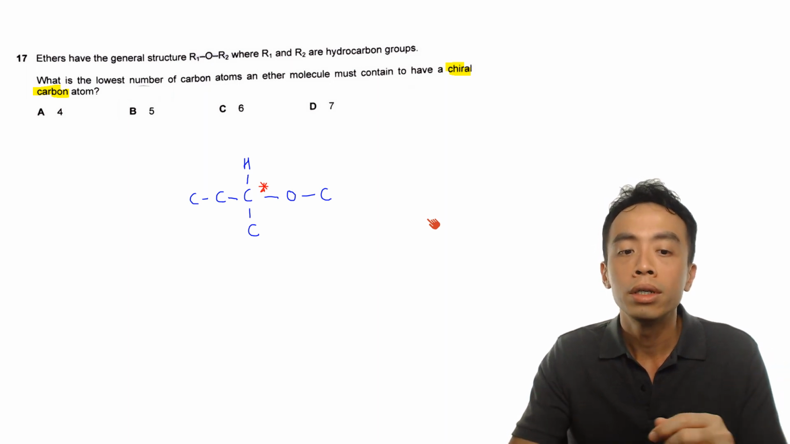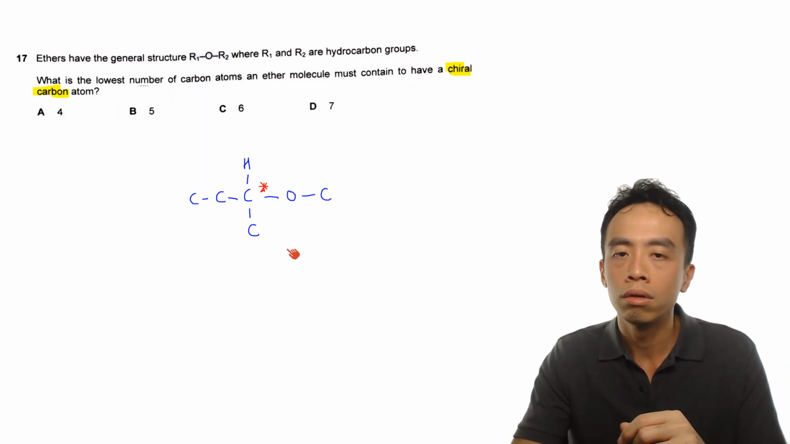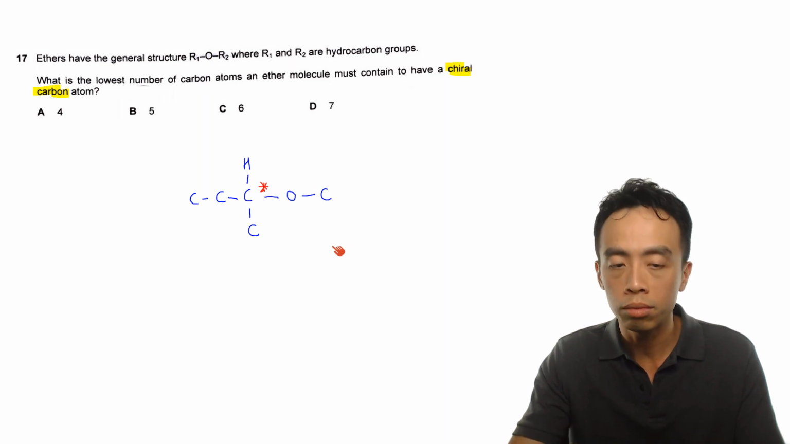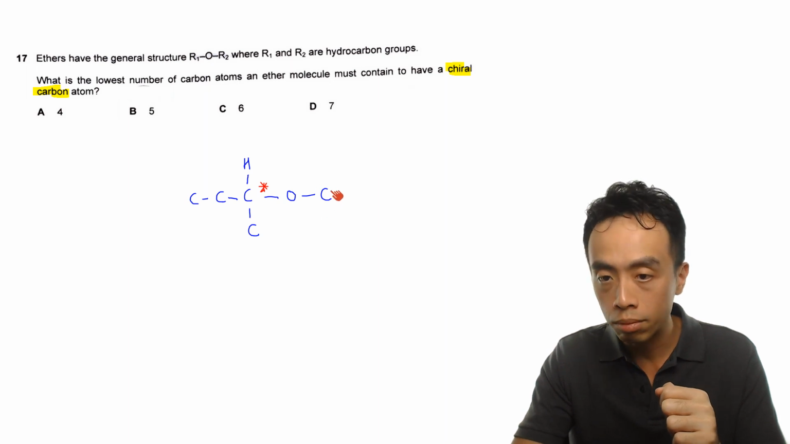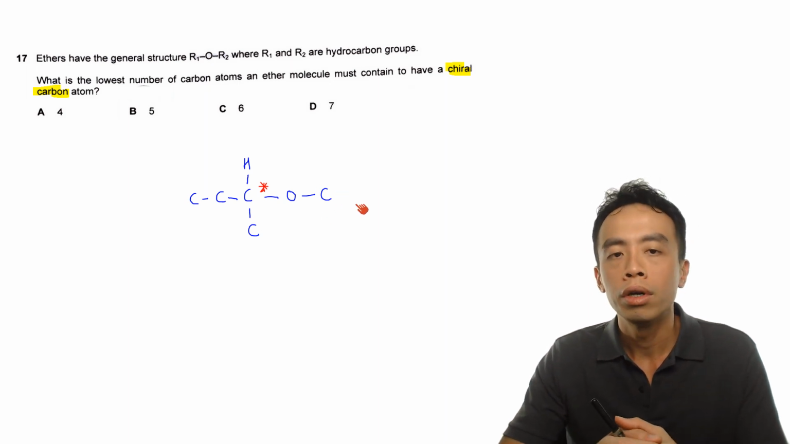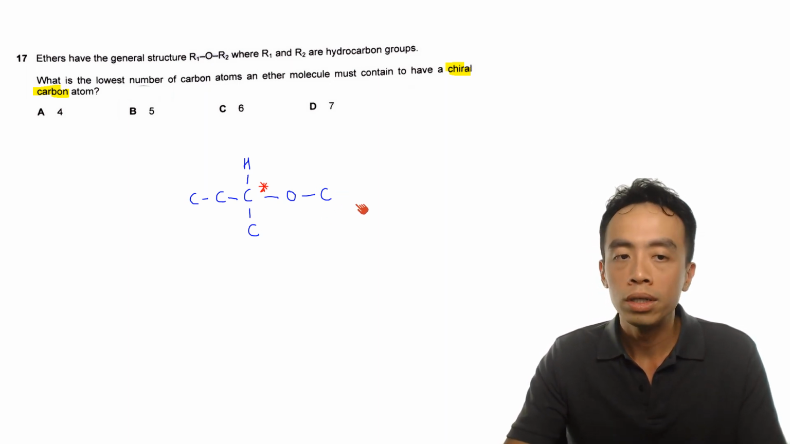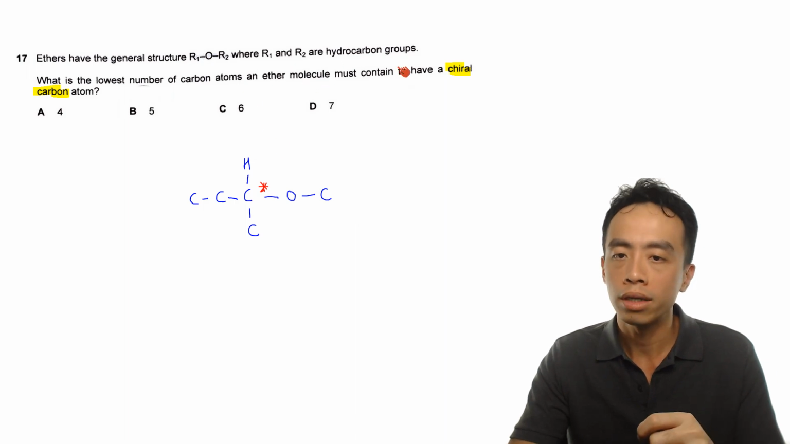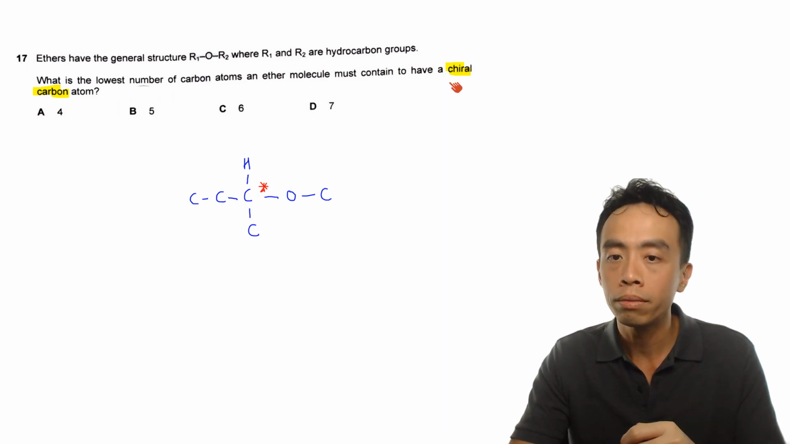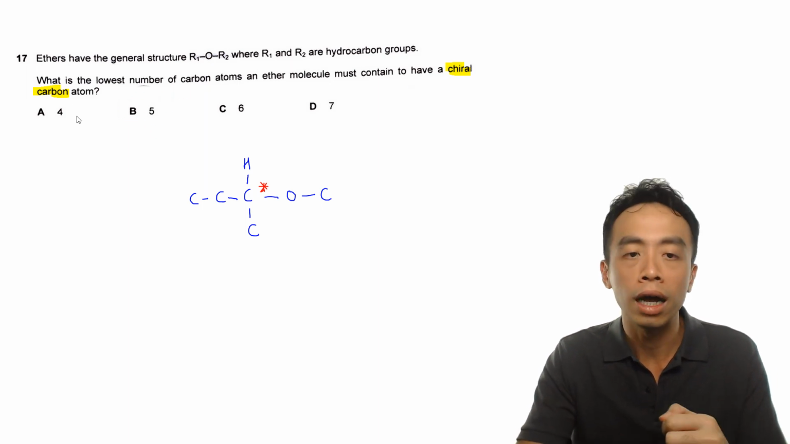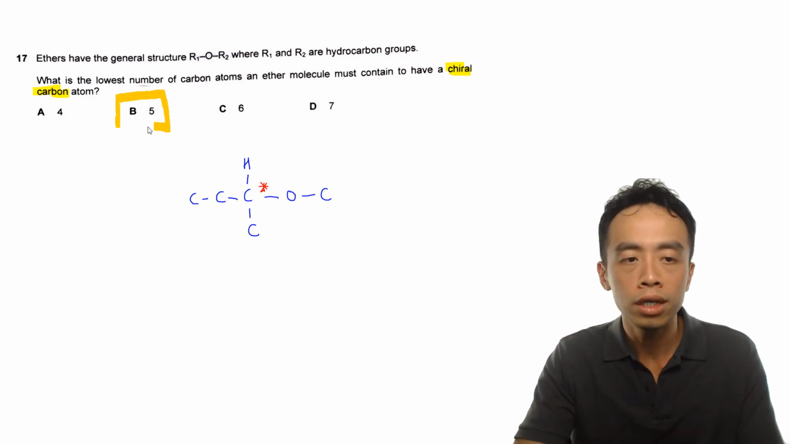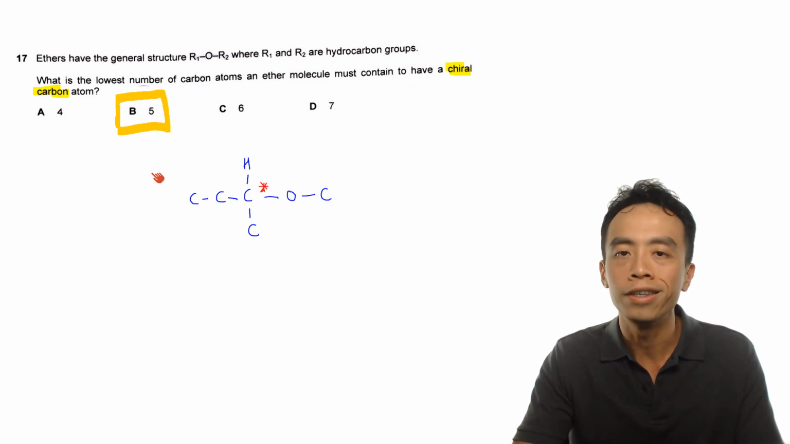So once we have decided that this is the compound that we want, then we go and count the total number of carbon atoms here. So I have 1 carbon, 2 carbon, 3 carbon, 4 carbon, 5 carbons in total. So therefore, the lowest number of carbon atoms this must have to contain a chiral carbon atom will be 5. So therefore, the answer to this question obviously will be option B.